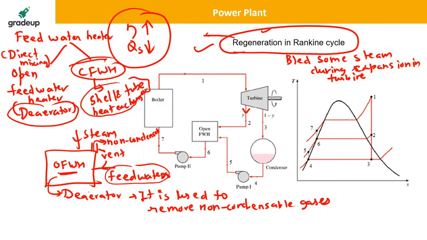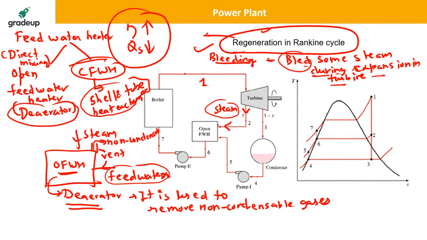Okay. So an open feed water heater or deaerator is basically a type of feed water heater in which the steam will be taken from the turbine during the expansion. Important thing is that during expansion, bleeding is the term. Bleeding basically means that in regeneration we use the term bleeding. Bleeding means we are taking the steam during the expansion in the turbine, and we'll be providing that steam to the open feed water heater.